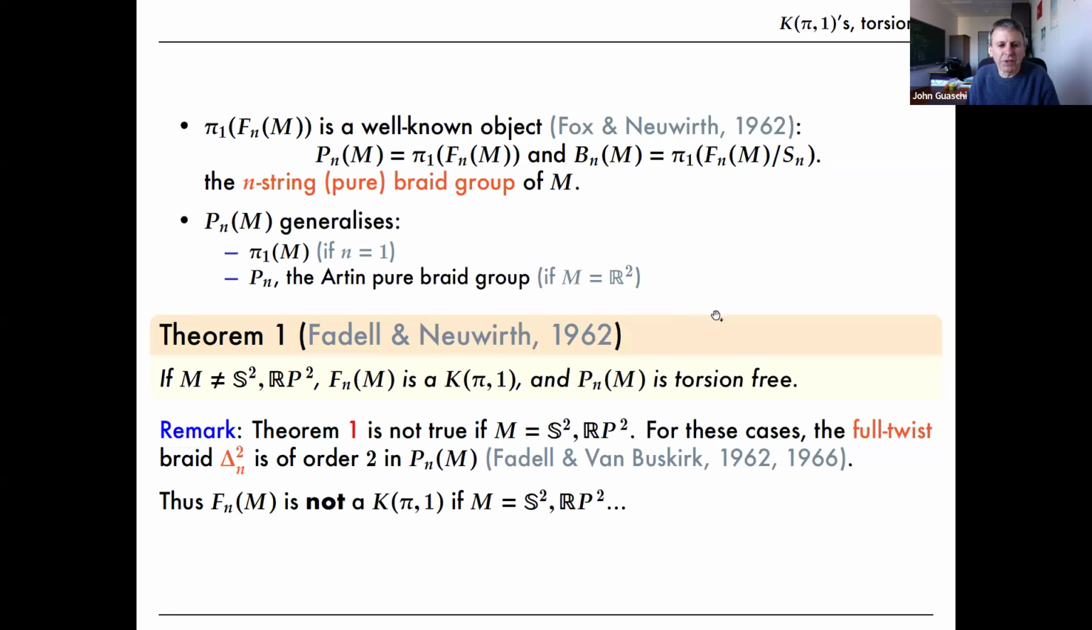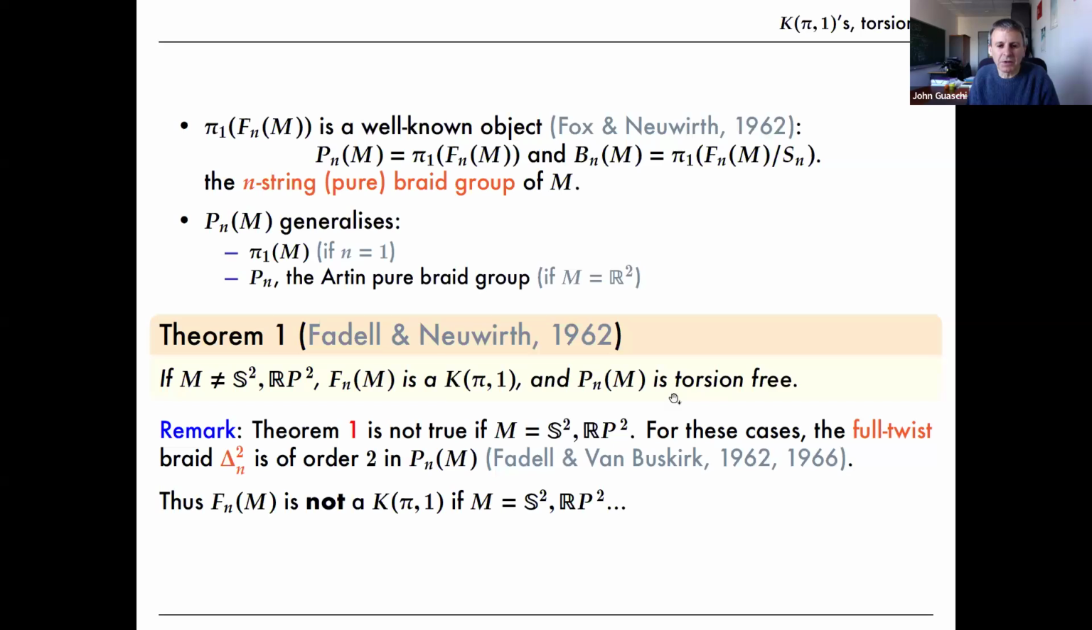So at the time, Fadell and Neuwirth proved the following theorem. If M is different from the two-sphere and the real projective plane, then this space is a K(π1, 1), so all of its higher homotopy groups are trivial. And furthermore, this comes as a consequence, using topological tools, notably a theorem of P.A. Smith, for example, that this fundamental group is torsion-free.